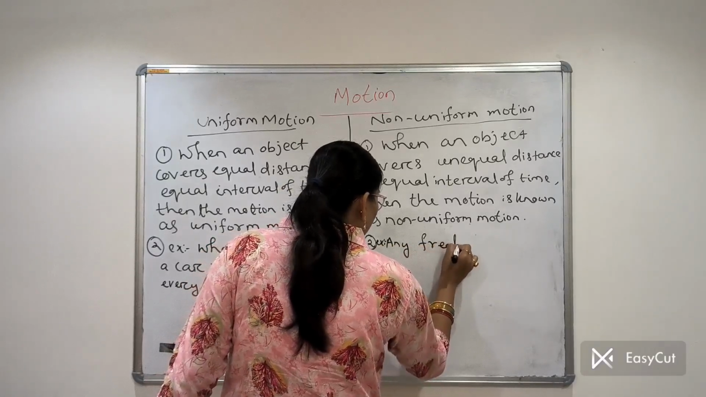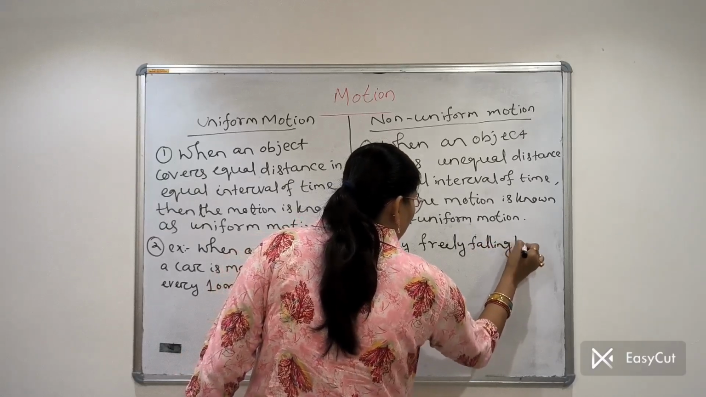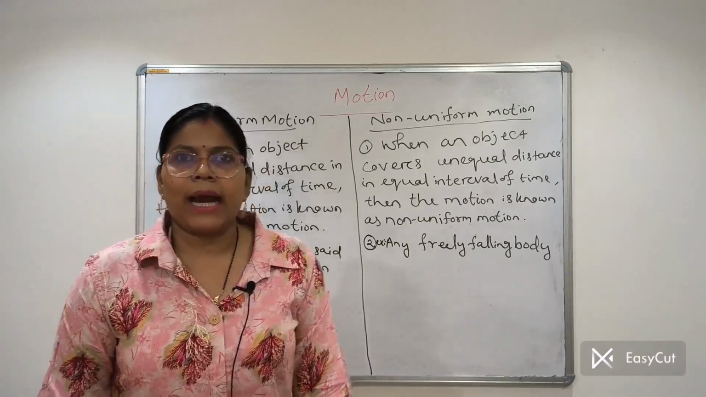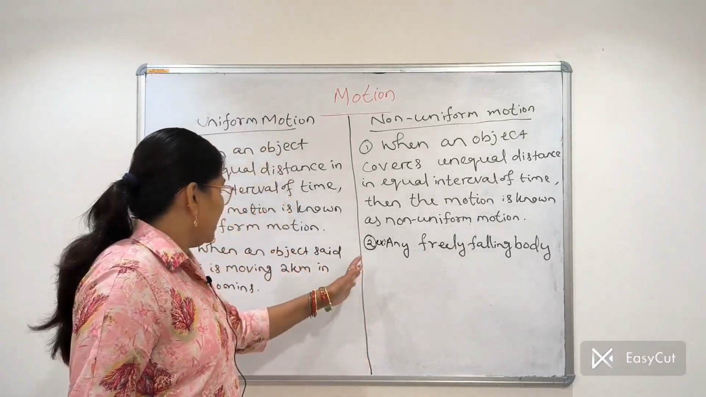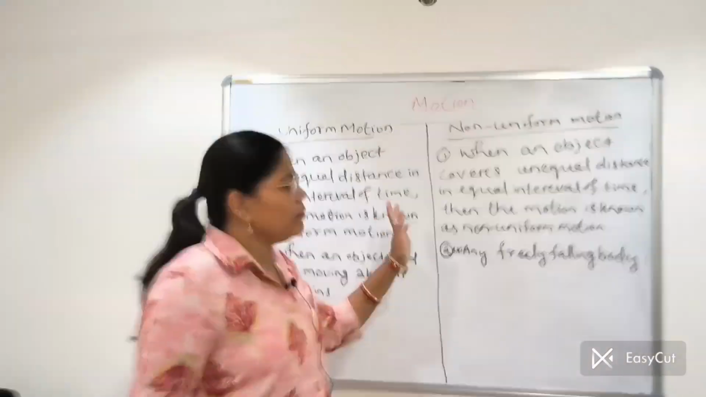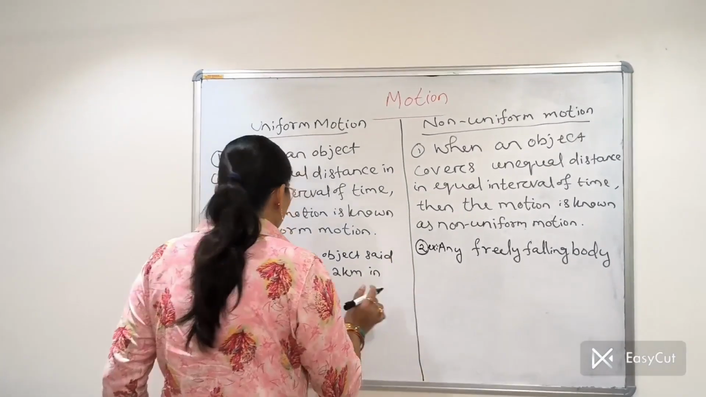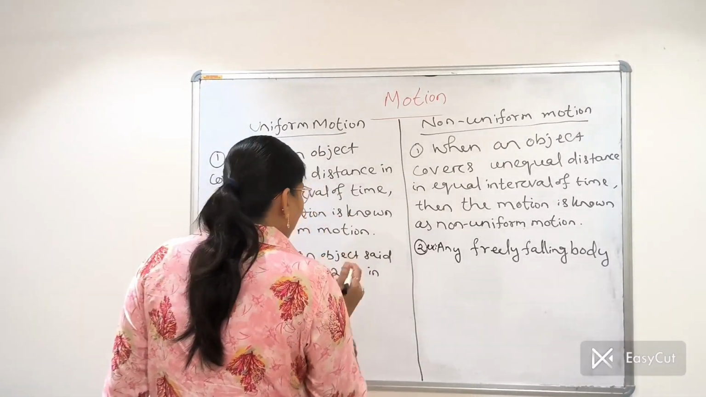Then for non-uniform motion, number 2 is any freely falling body. Or for example, when a car is moving on a highway, its speed is not uniform. That means non-uniform velocity, non-uniform motion. That is also non-uniform motion.